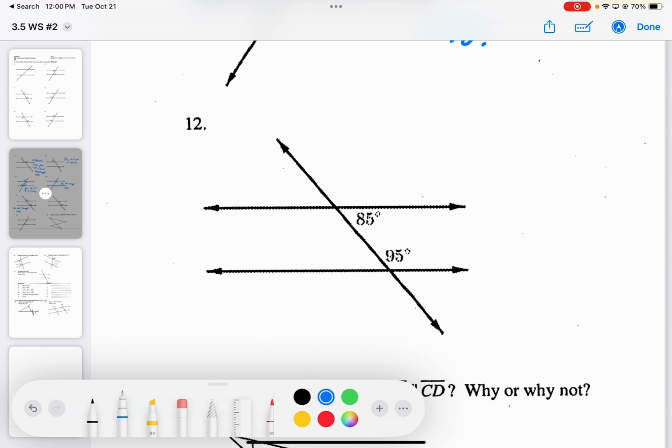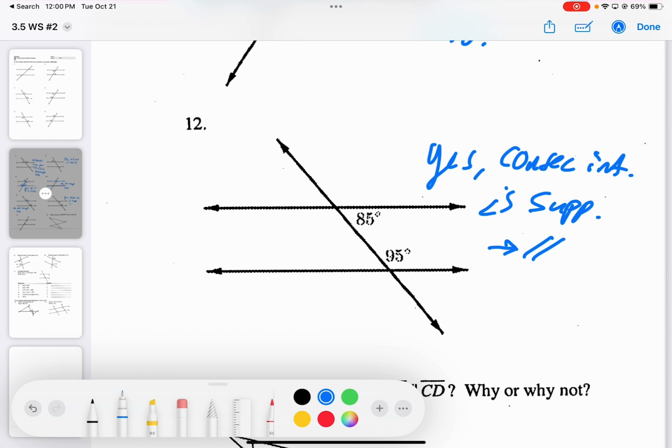Well, so what did you ask, Jillian? What are you checking right now? Hold on. All right. It does, because they equal 180. And Parker, you said yes, right? Yeah. So yes. What type of angles are they? Good. So consecutive interior angles, supplementary, imply parallel lines.